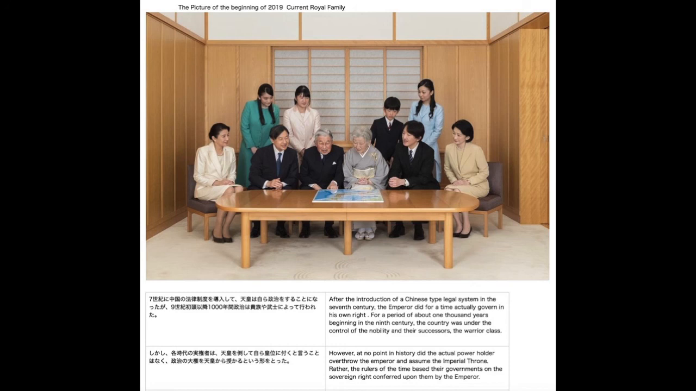Page 23-2. For a period of about 1,000 years beginning in the 9th century, the country was under the control of the nobility and their successors, the warrior class. However, at no point in history did the actual power holder overthrow the emperor and assume the imperial throne. Rather, the rulers of the time based their governments on the sovereign right conferred upon them by the emperor.